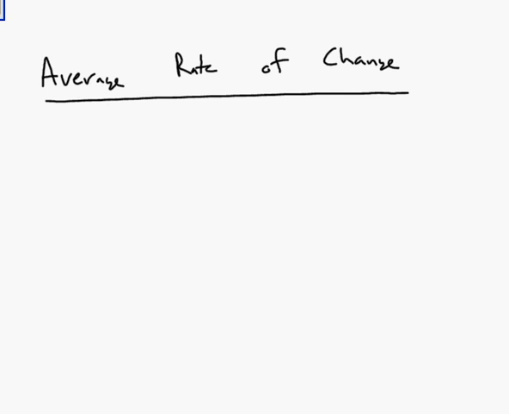Hi, what I'd like to do is talk to you about something called average rate of change. Believe it or not, if you've taken Algebra 2 or even Algebra 1, you've heard of this before, you just never called it average rate of change. The more commonly used word is slope, which you learned about.